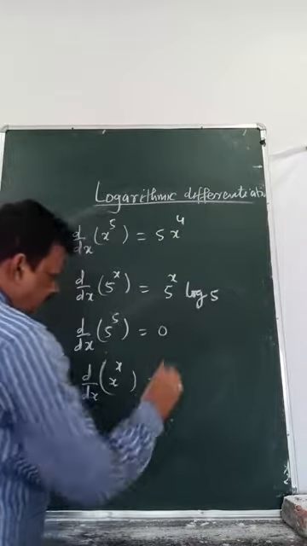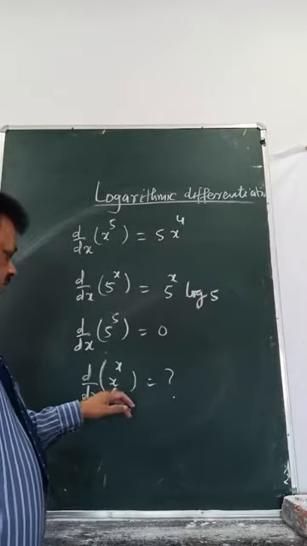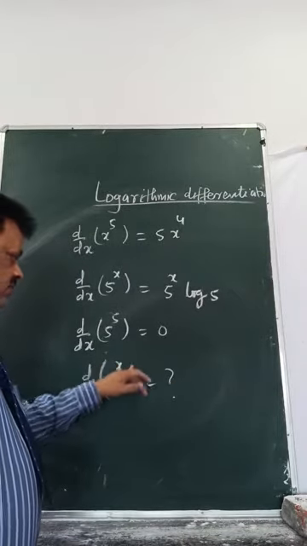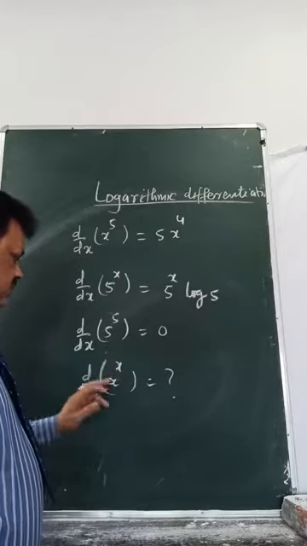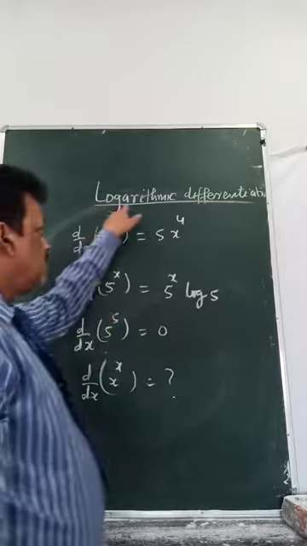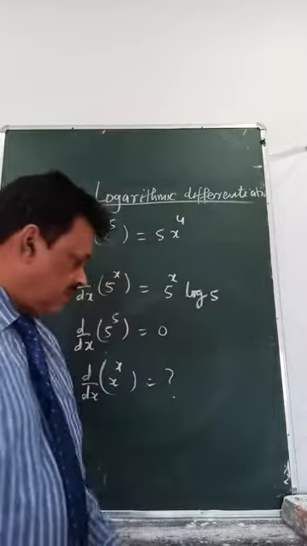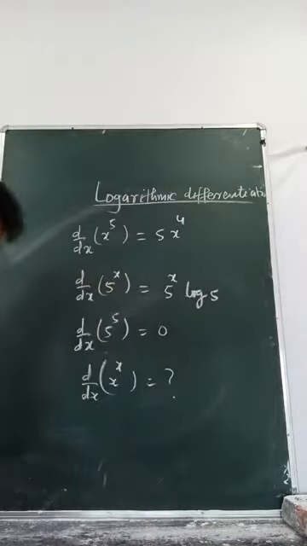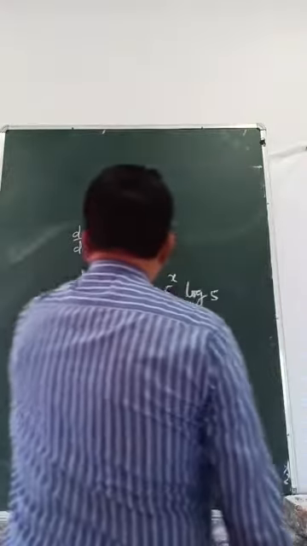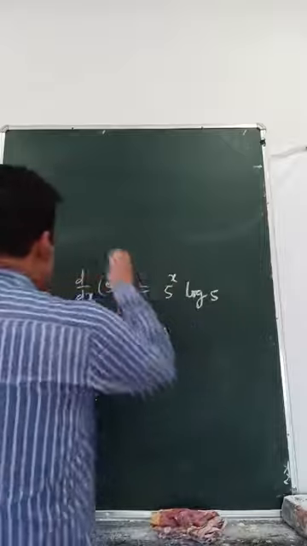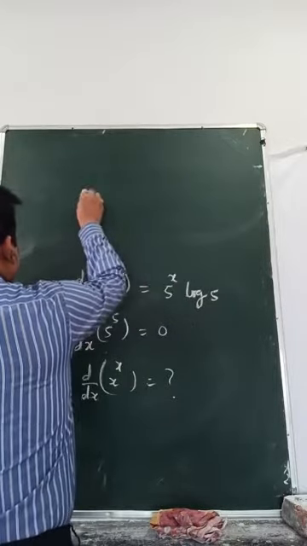What about this? You find the base is a function and the power is also a function. So when you find this type of function, you take the help of the logarithmic formulas, then we will differentiate it. Okay, so for that, let's write down the formulas here.